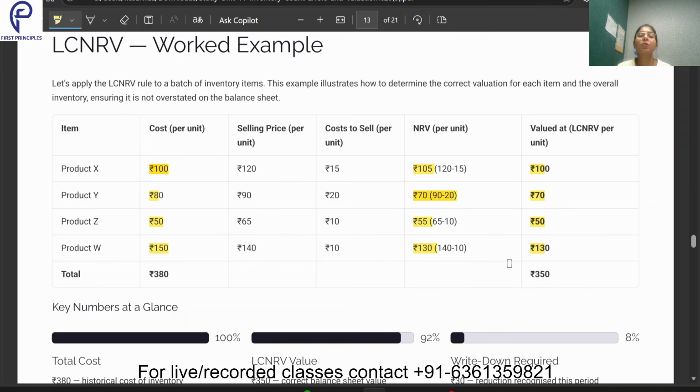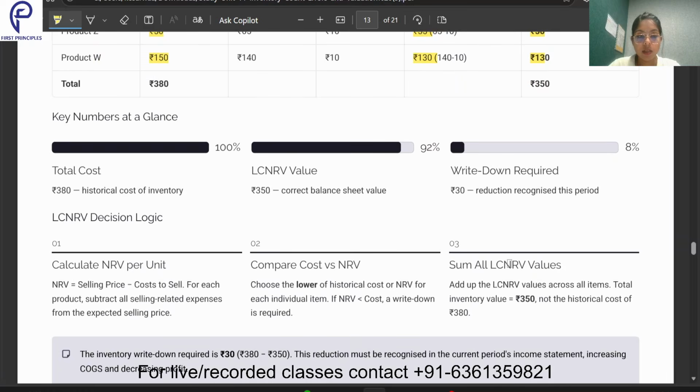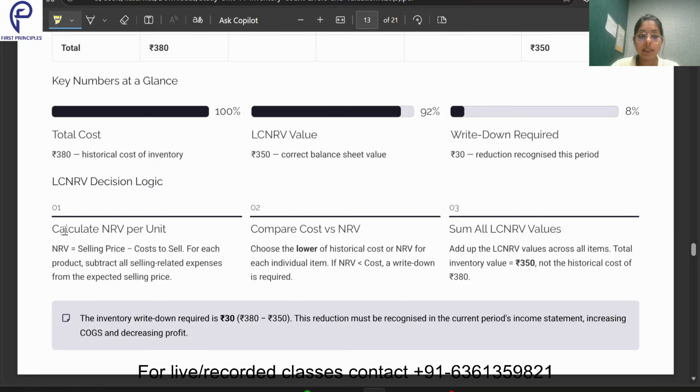So whichever is lower, whether the cost or the net realizable value, we have to take. How do we calculate the net realizable value? Selling price minus cost to sell. So what we have to do? Step 1, calculate the NRV per unit. Compare the cost versus NRV. If NRV is lower than the cost, a write down is required.